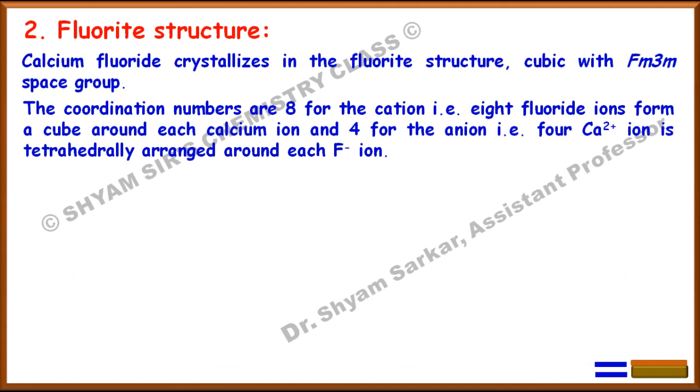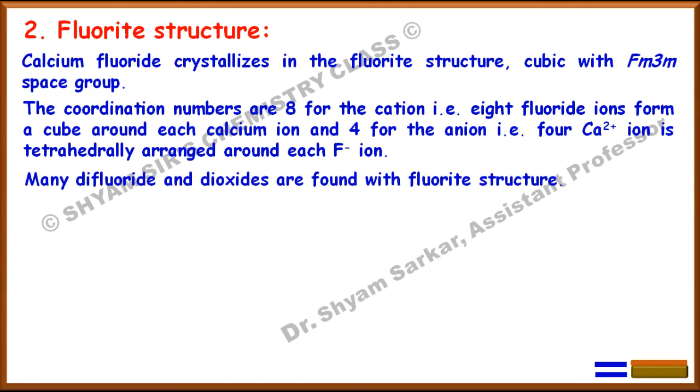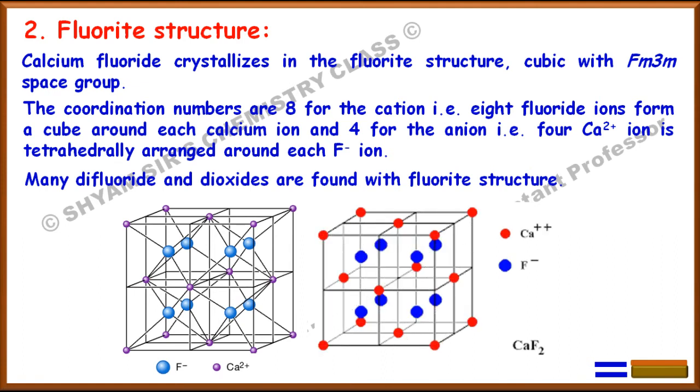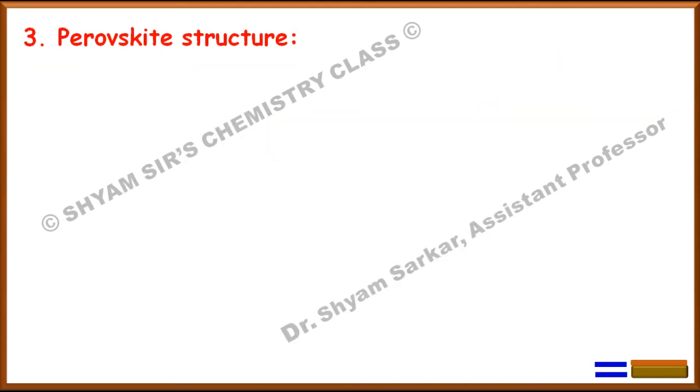So 4 calcium ions are tetrahedrally arranged around each F minus ion. Many difluorides and dioxides are found with this type of fluorite structure, as you have seen in the chart I have just given. If you see this structure, this is the crystal structure of CaF2 type, that means fluorite type structure, where I have shown the lattice arrangement of Ca2 plus and F minus, how they reside in a cube.